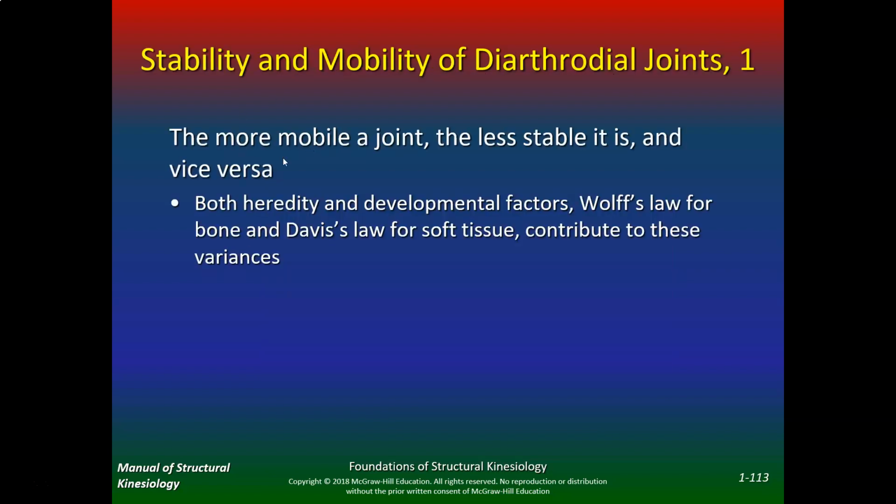Stability, mobility. The more mobile a joint, the less stable it is. Makes common sense. If it's sloppy and it's moving about, well, it's not very stable. Both hereditary and developmental factors, Wolff's law for bone and Davis's law for soft tissue, contribute to these variances. So we're going to talk about Davis's law and Wolff's law in just a sec.